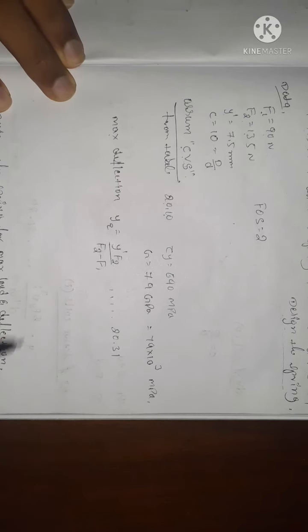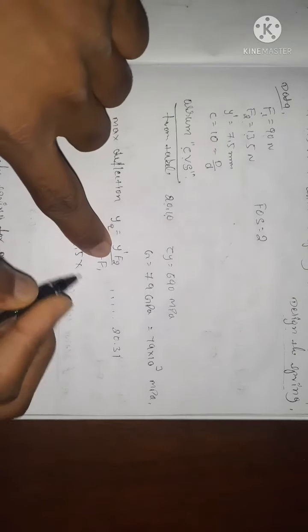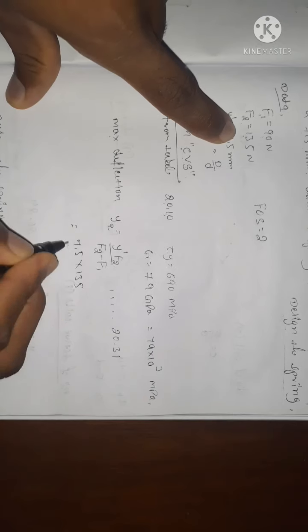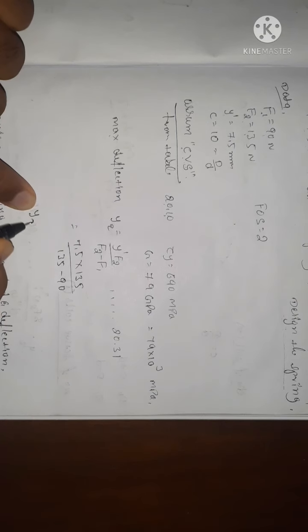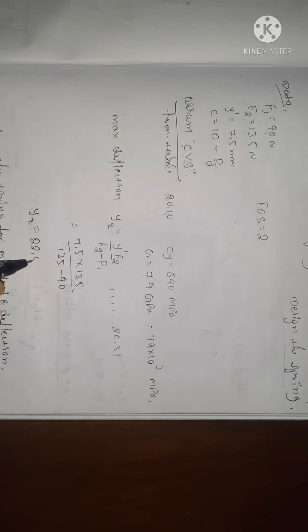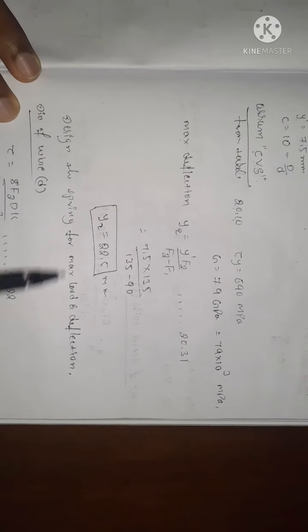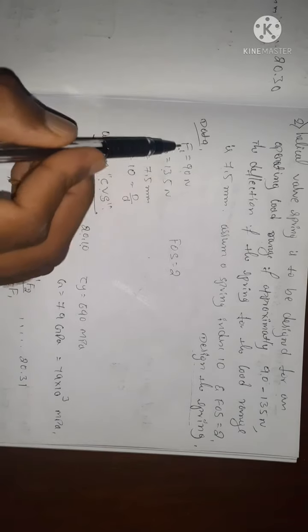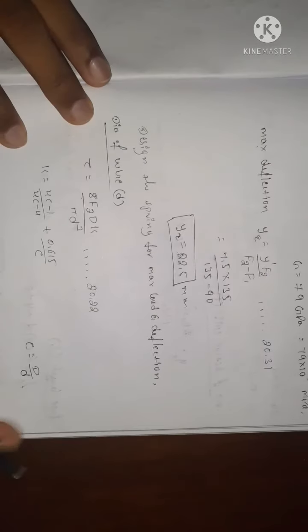Equation 20.31. Substitute data. Y dash is 7.5 into F2, F2 means 135, divided by 135 minus 90. Y2 is equal to 22.5 millimeter. Next, design the spring for maximum load and maximum deflection. Only y2 and F2 are taken. No need to take F1 and y dash. Only F2 and y2 are taken.